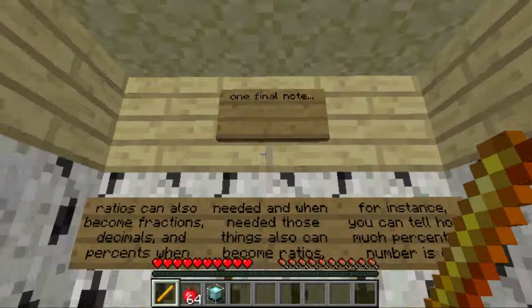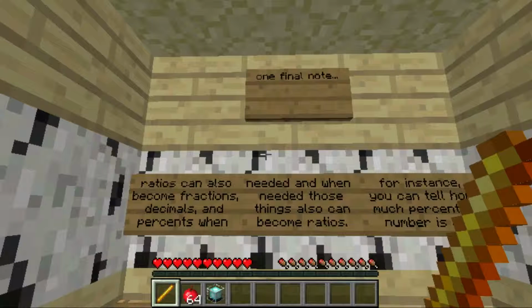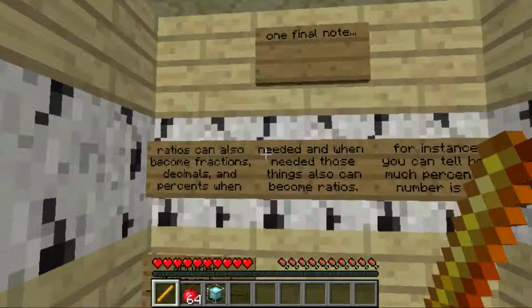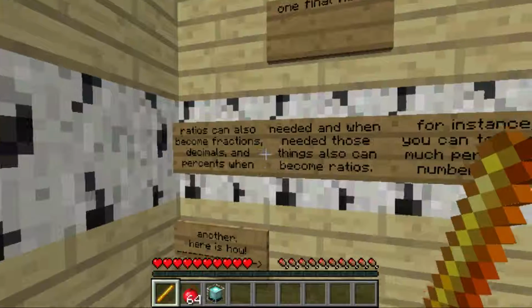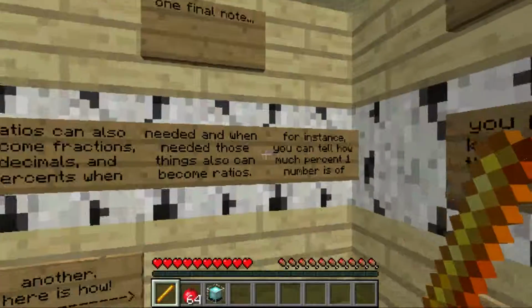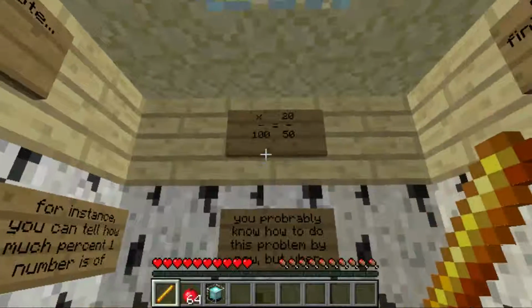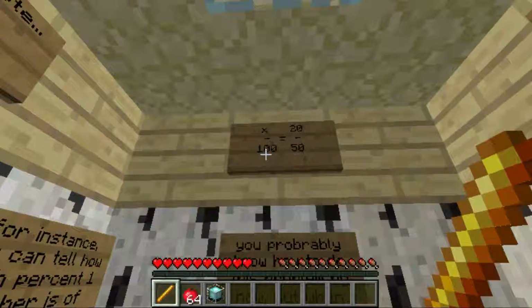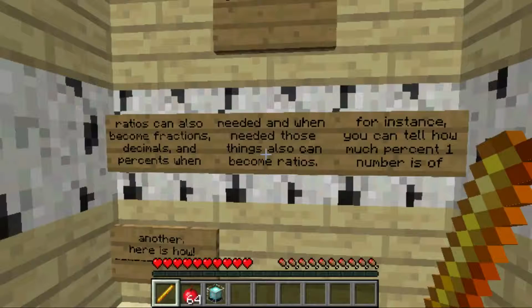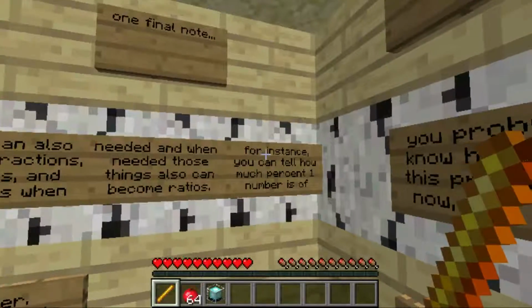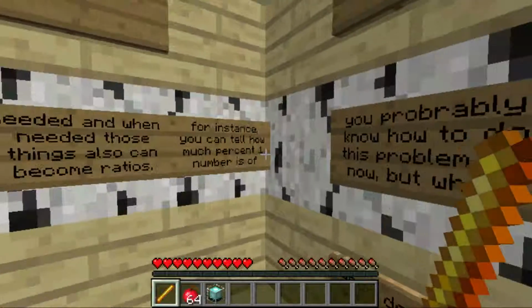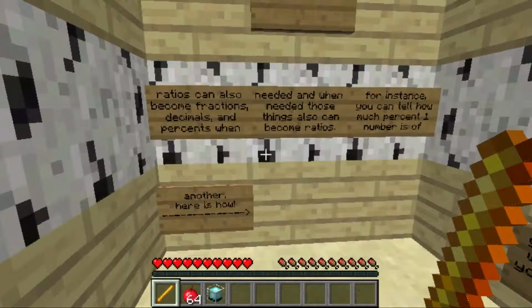So, one final note. Ratios can also become fractions, decimals, and percents when needed. And when needed, those things can also go back into ratio form. Like for instance, this. These are ratios even though they look like fractions. For instance, you can tell how much percent one number is of another.